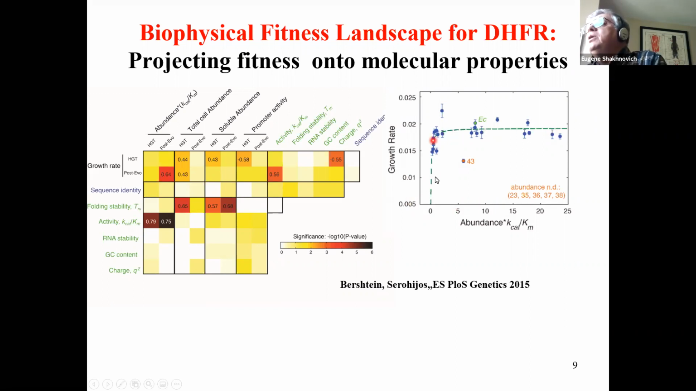I don't have time to discuss it, but for the foreign DHFRs that express in E. coli, we see pretty good consistency with this flux balance theory prediction. And there is one outlier, but for this outlier, there is another mutation on the background, unrelated to DHFR, which we determined from whole genome sequencing. So we understand why this outlier appeared.